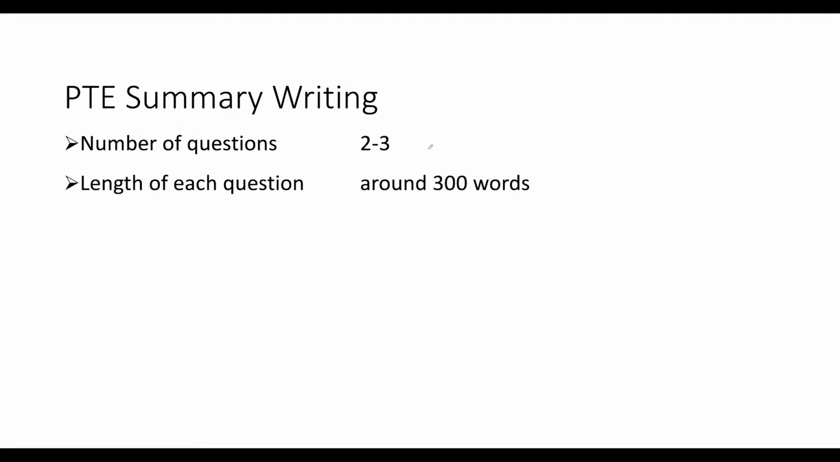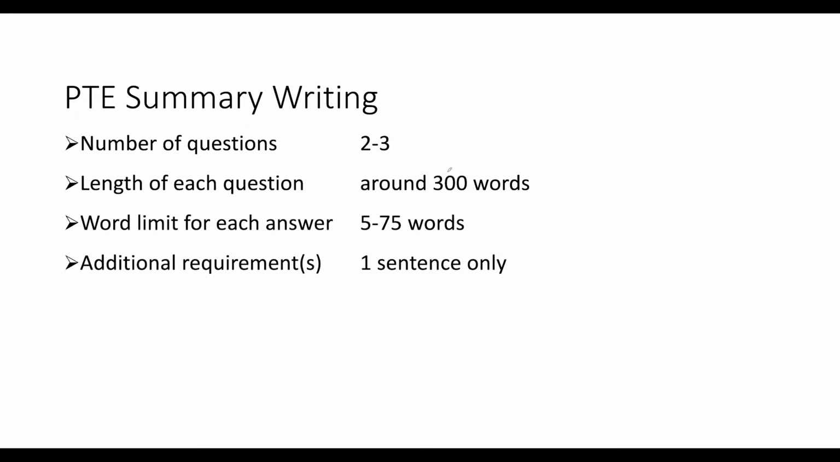So what we have found out so far is the number of questions for summary will be between 2 to 3. Length of each question is around 300 words. Word limit for each question is between 5 to 75 words. There is an additional requirement, that is one sentence only. That means you can only use one full stop at the end, and the time limit is 10 minutes per question.